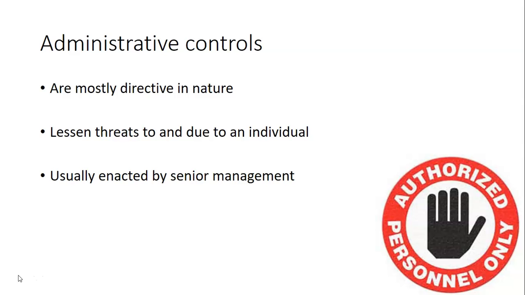Administrative controls could also be a security policy where users are directed on what to do. Administrative controls lessen threats to and due to an individual. They always come in the form of instructions. That's why they are called directive controls. They are directive in nature and are usually enacted by senior management. They are actually the intent of senior management for staff or for users in an organization.